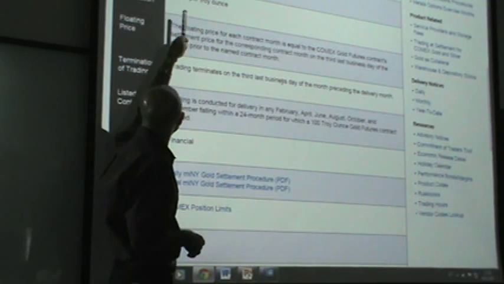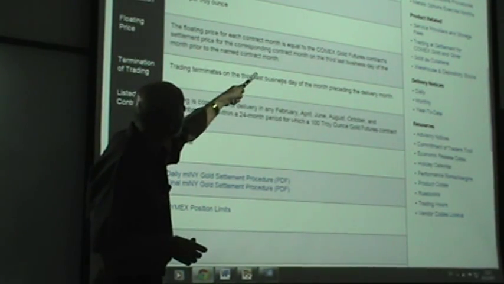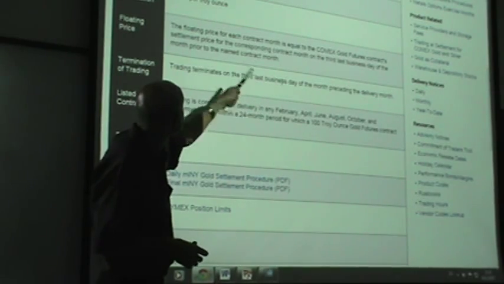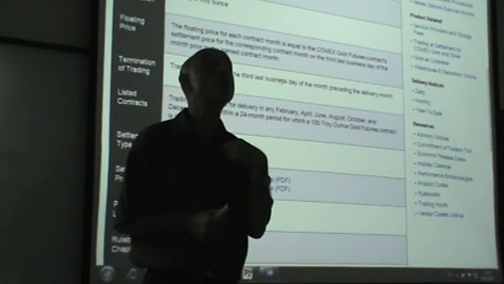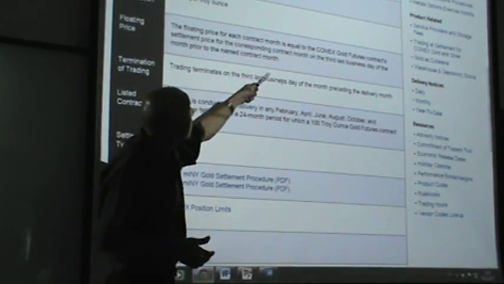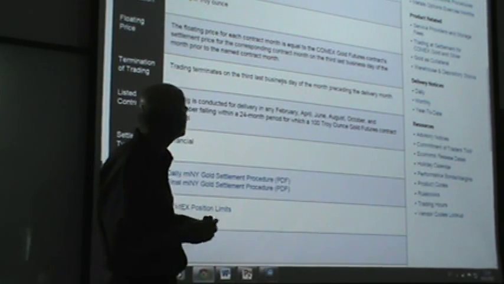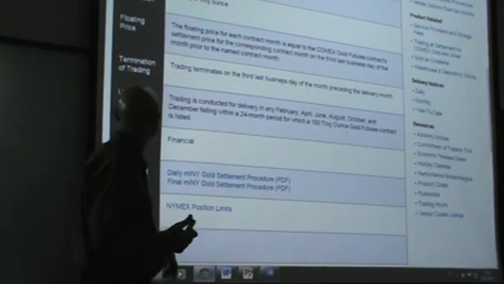Next one, floating price. Floating price for each month is equal to the COMEX gold futures contract settlement price. So this will not have its own settlement price. The settlement will come from the COMEX gold futures contract for the corresponding month on the third business day, whatever.